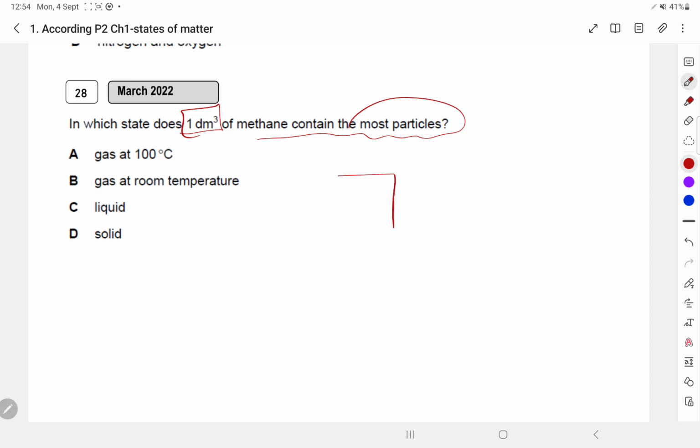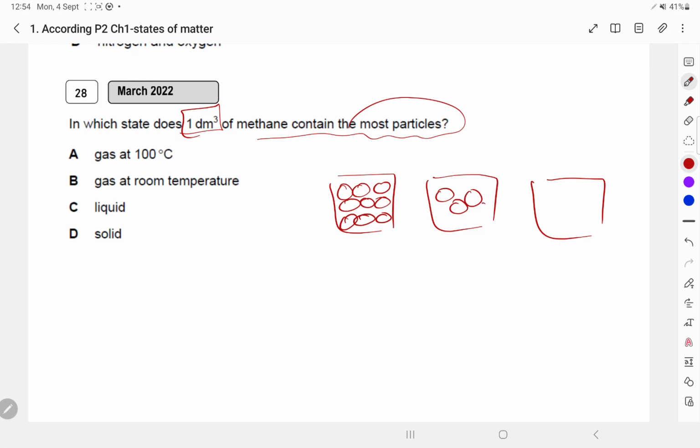Actually, when you take a specific volume of each state, you will find that the solid state is the one which has the greatest number of particles. In the liquid, there will be a smaller number of particles, and in the gas, a much smaller number of particles. So, in the solid state.